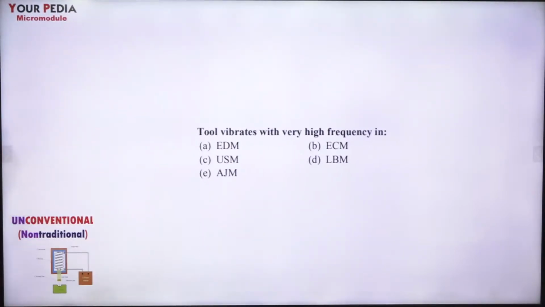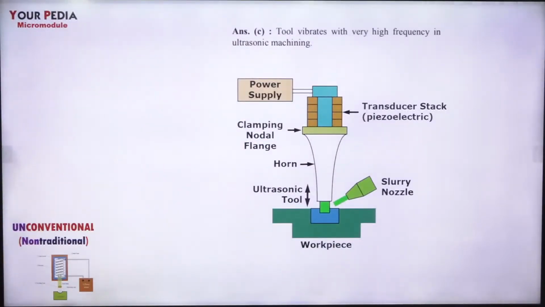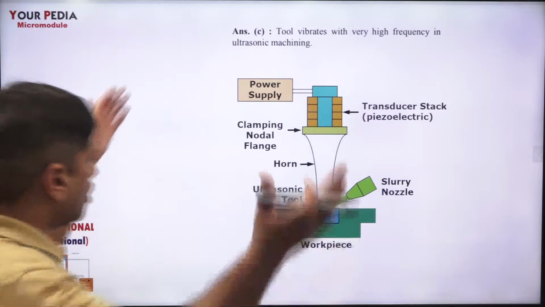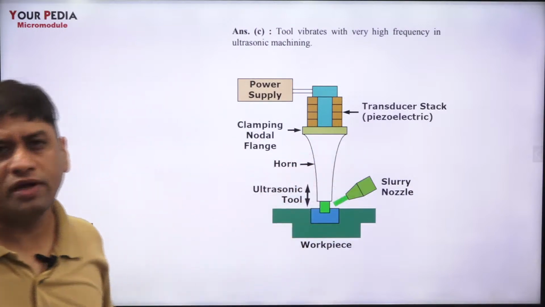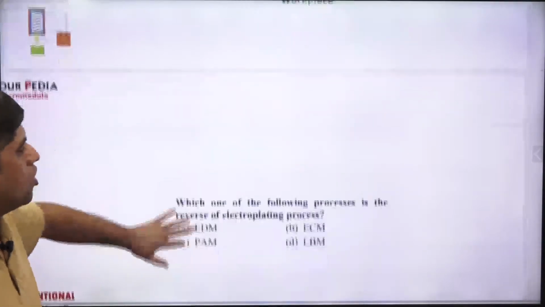Tool vibrates with very high frequency in which of the following non-traditional machining processes? So you say ultrasonic machining process में tool vibrates at 20,000 hertz. So it vibrates at 20,000 hertz, and the purpose of the horn is that it is a concentrator to increase the amplitude. That is the purpose of this. Transducer converts the electric energy into mechanical energy. That is a transducer. It is used, and further, this is the purpose of the horn.